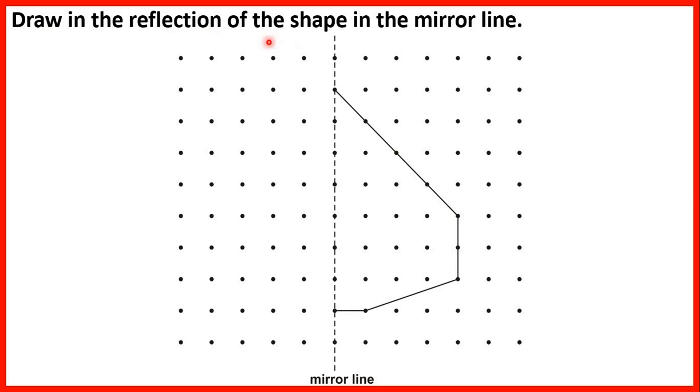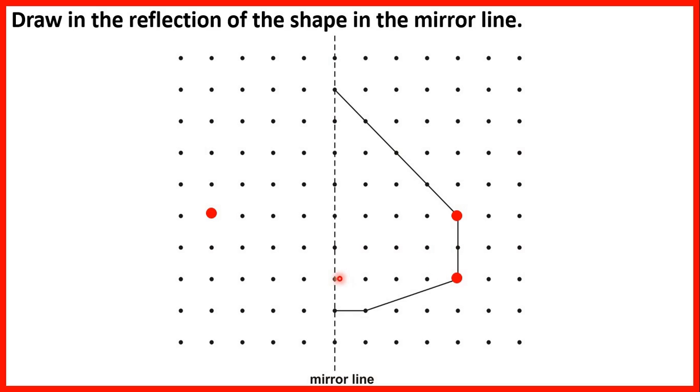Draw in the reflection of the shape in the mirror line. So the way to reflect a shape is to dot the corners. So this point here is on the mirror line, so it will be on the mirror line in our reflection as well. This point here, we go 1, 2, 3, 4 dots to the right, so we can count 1, 2, 3, 4 dots to the left.